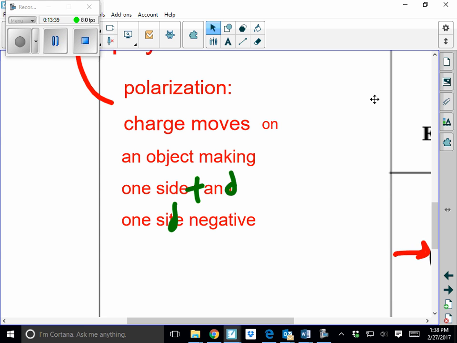So that is, in a nutshell, all that you need to know for electrostatics. So I will see you in class with this.